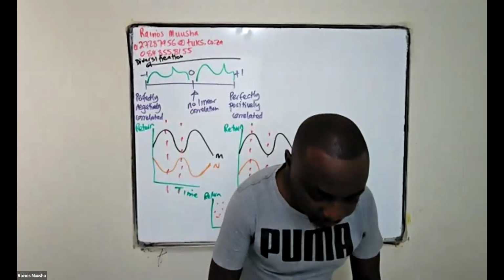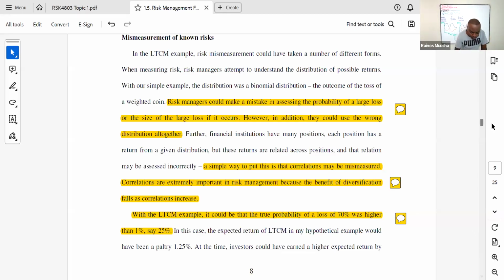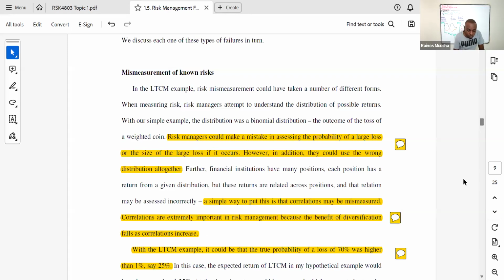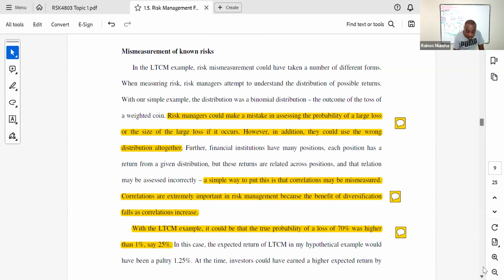Now, looking at what they're covering, that's basically what they're trying to highlight when it comes to the first one. Remember we said that the issue here is correlation, where you look at mismeasurement of known risks. So you know exactly what your risk measures are, but if you mismeasure or don't correctly measure those risks, what is going to happen? It basically means that you are going to understate your risk exposures.